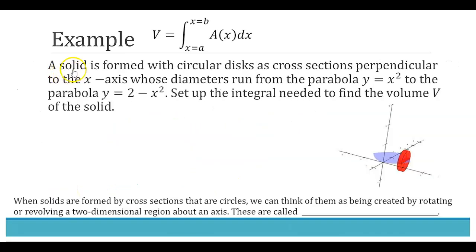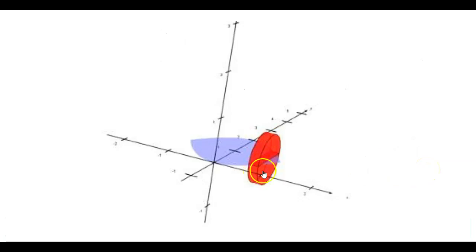In this example, we have a solid formed with circular discs as cross-sections perpendicular to the x-axis whose diameters run from the parabola y equals x squared to the parabola y equals 2 minus x squared. Set up the integral needed to find the volume V of the solid. So we'll go ahead and zoom in on the picture. So here we have our disk, and we're told that the diameter, so I'm going to mark the diameter here, extends from x squared to 2 minus x squared.